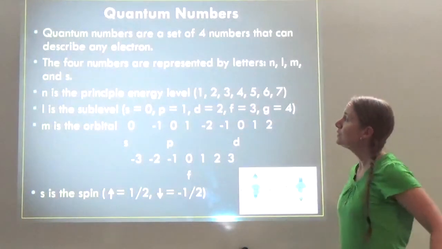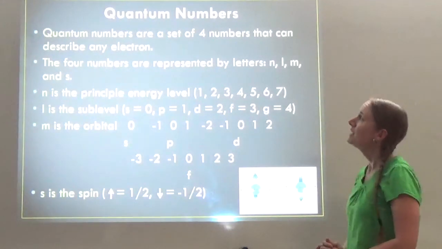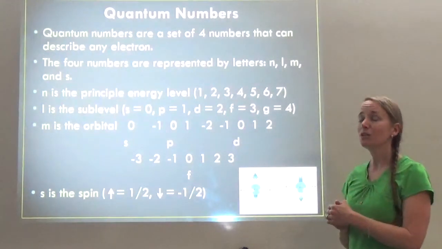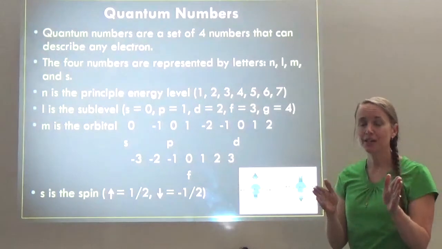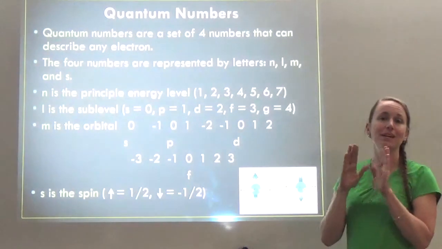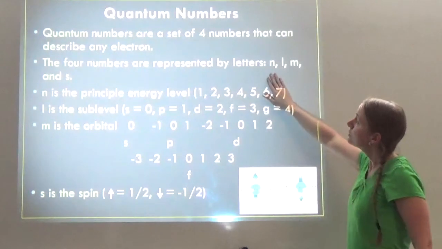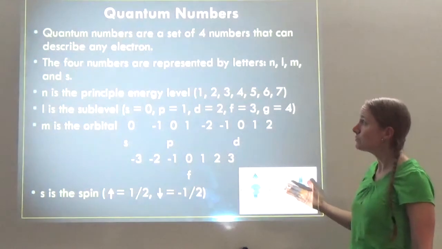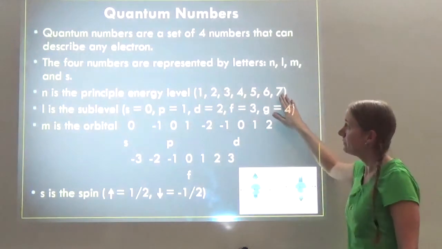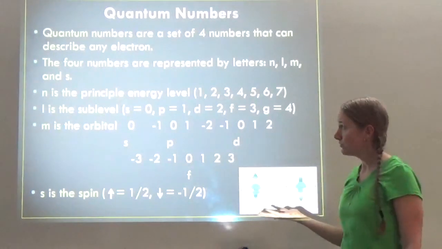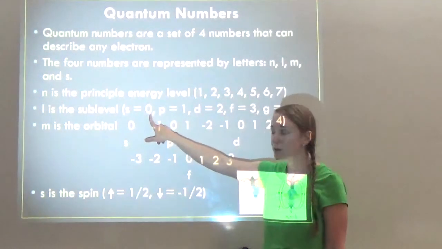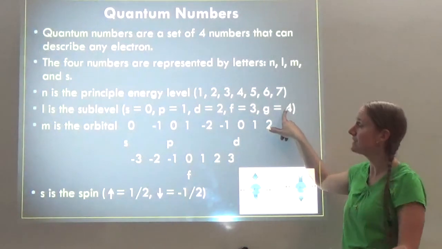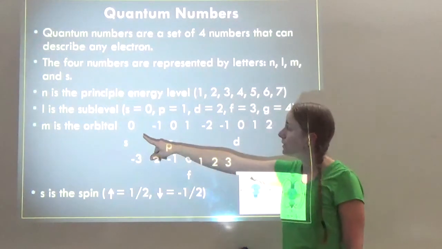All right, so let's move on to something I super love, and that's quantum numbers. Quantum numbers are a set of 4 numbers that can describe any electron. So you could literally give me 4 numbers, and I'll know exactly what electron you're talking about. You don't have to give me any explanation. The 4 numbers are represented by letters N, L, M, and S. N represents the principal energy level, so it's going to be a 1 through 7. L represents the sublevel. If it's an S sublevel, we give it the number 0. P is 1, D is 2, F is 3, and G is 4, although we don't have enough elements to get to G yet.